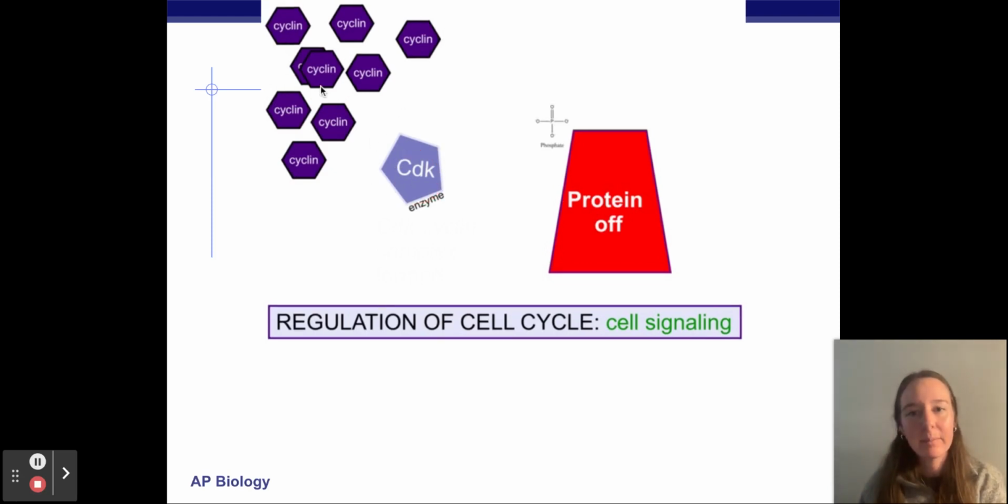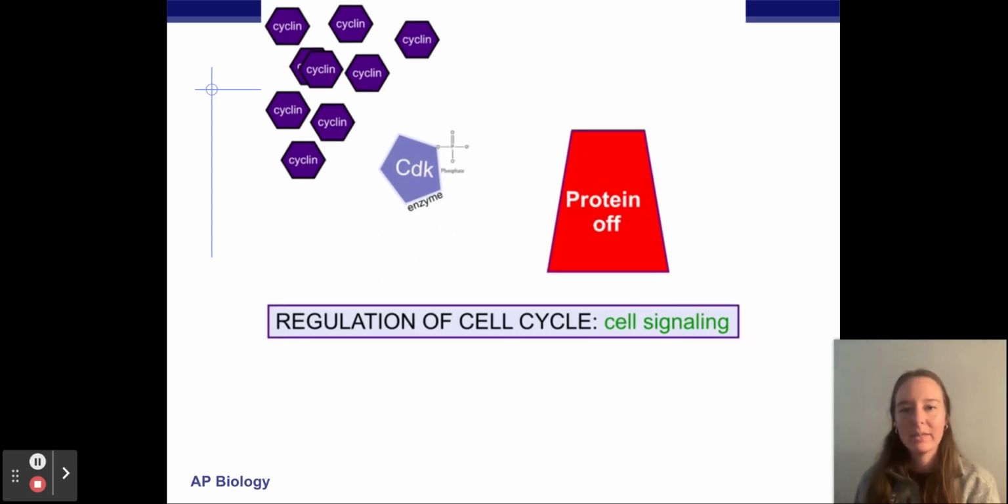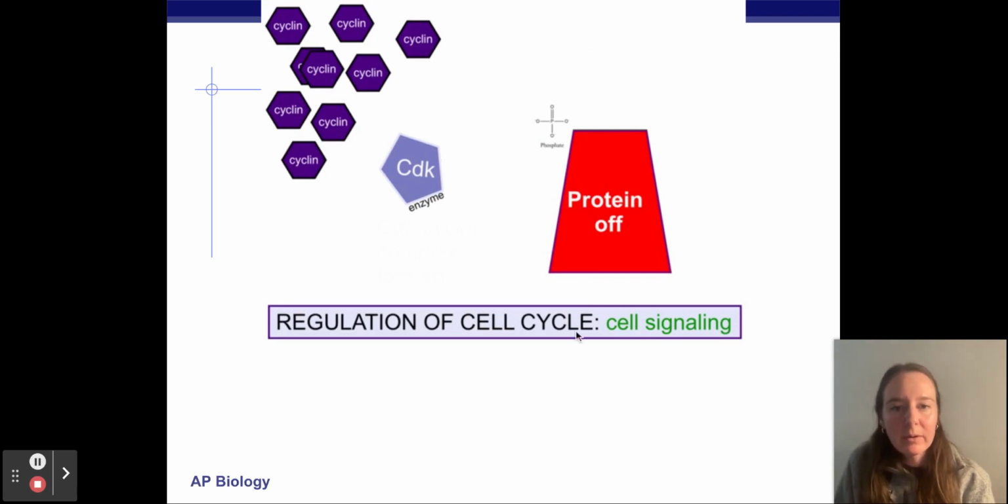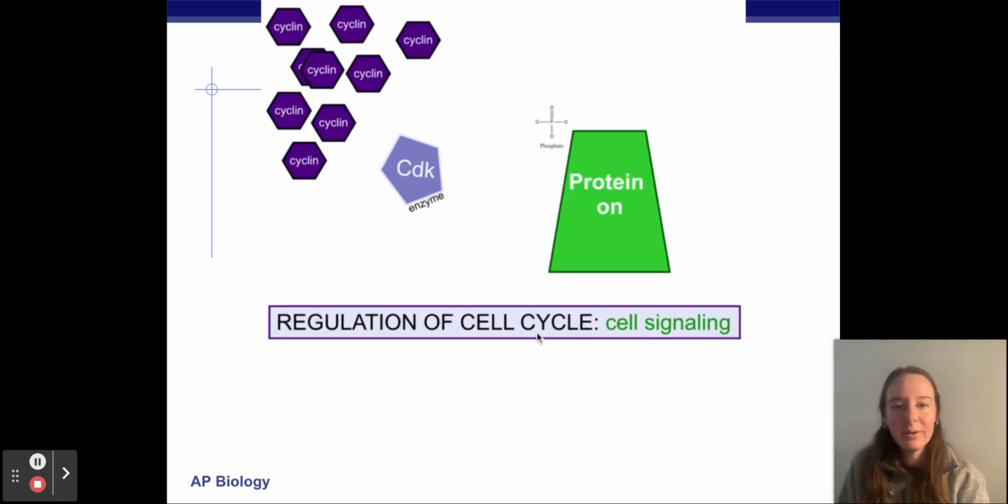And when it binds to the enzyme, because there's such a high concentration of the cyclin, it's very saturated, it will bind to the CDK enzyme. And notice what happened here. The CDK, the kinase, will be able to take its own phosphate and phosphorylate our protein. Now, what happens when you phosphorylate a protein? It changes its conformation, it activates it, and turns the protein on.